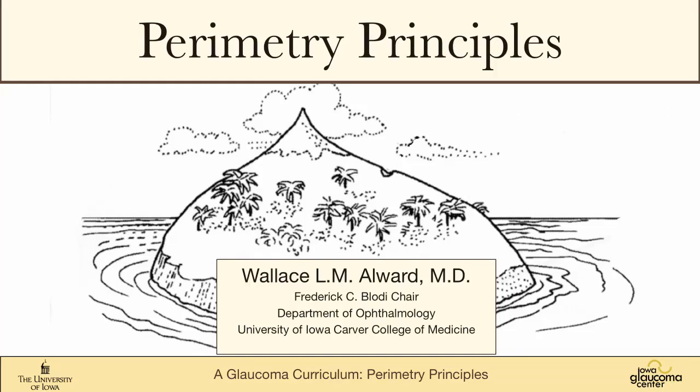This is a talk about perimetry principles, sort of the underpinnings of what we do with perimetry. There are separate talks that go over how to interpret an automated visual field. That's a very long talk. And then there's yet another talk on the visual field changes that one sees in glaucoma. This is a relatively shorter talk, just going over the principles of perimetry.